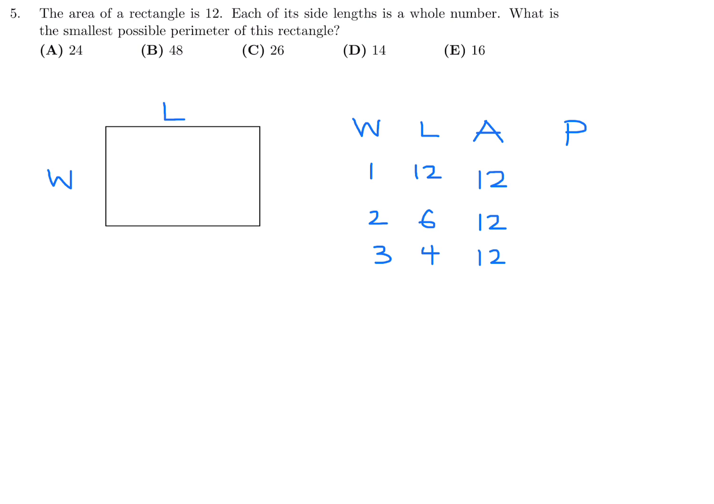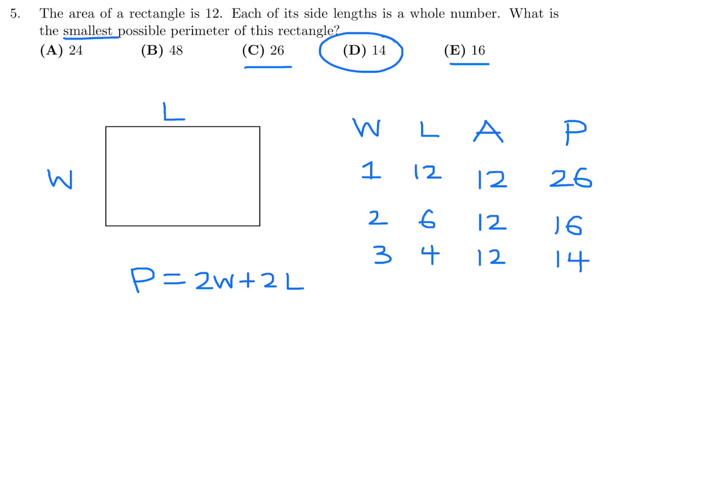All right, let's figure out the perimeter, where the perimeter is obviously going to be 2 times W plus 2 times L. In this first scenario, it would be 26. In the second one, it would be 16. And the next one, it would be 14. And therefore, the smallest possible perimeter is 14, and therefore number 5, the answer is D. And as you can clearly see, the other choices are representing these two perimeters.